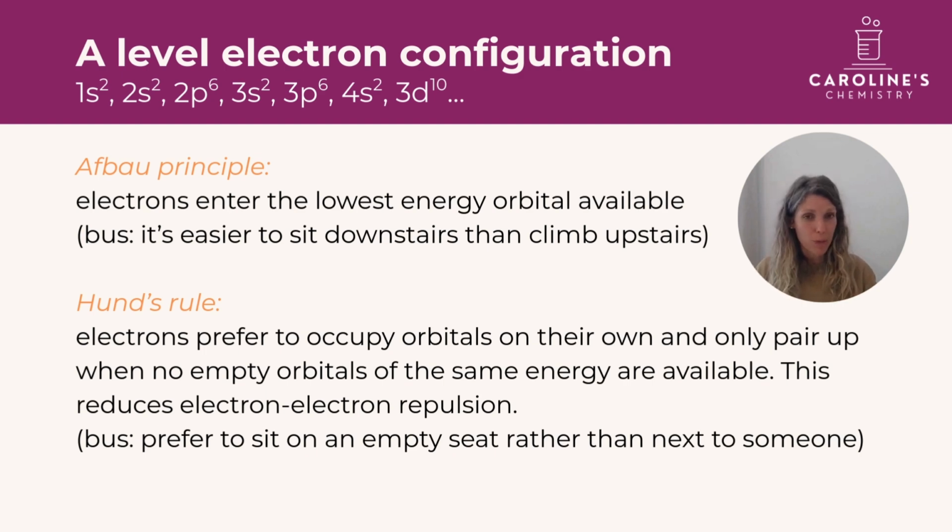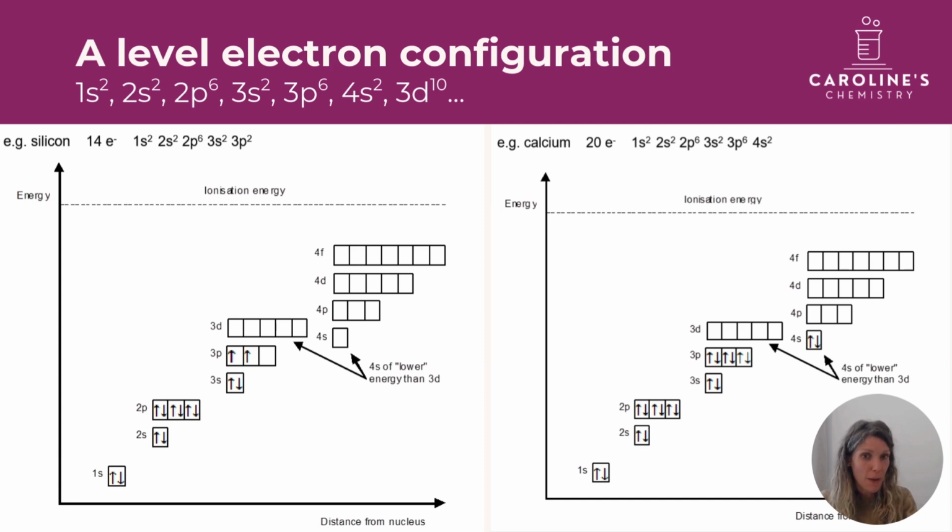But if they fill separately first and only then pair up, overall it's reducing electron-electron repulsion, and that's more stable. So we always, when we are doing our electron configurations, fill the lowest energy orbitals first. And where there is not many electrons in that subshell, we always place one electron separately in each orbital. When we run out, then we start to pair them up. And here we can see that visually.